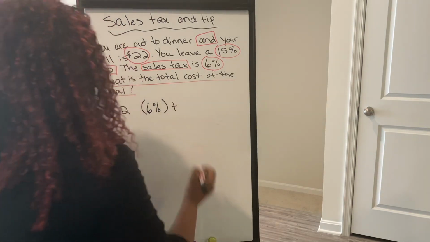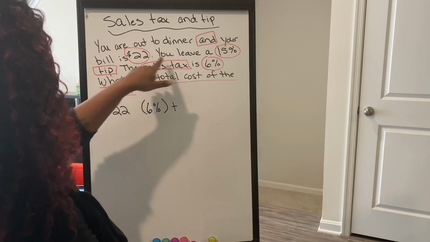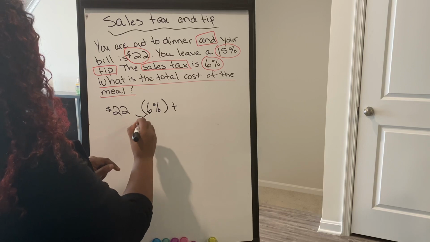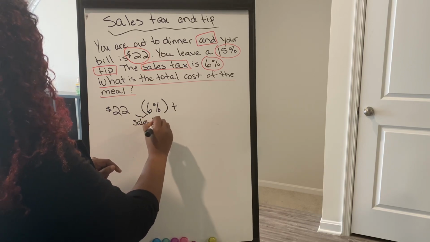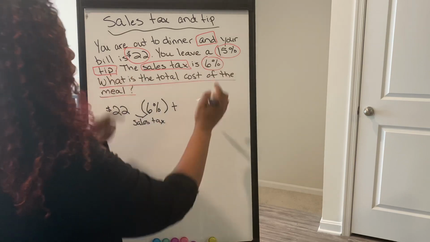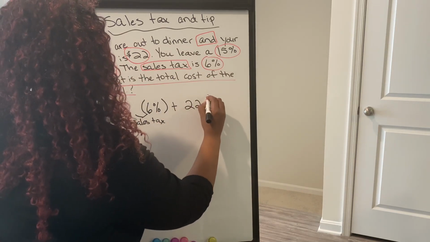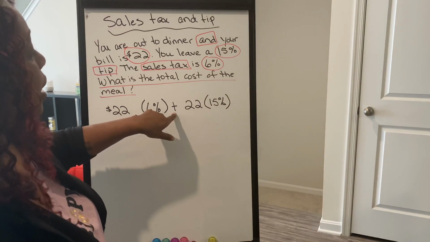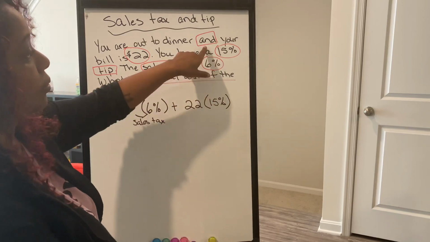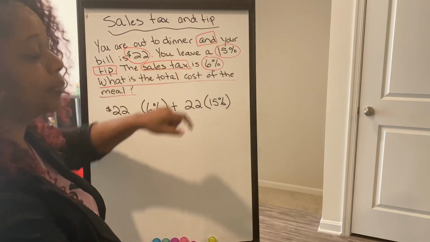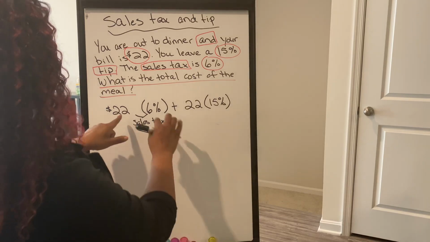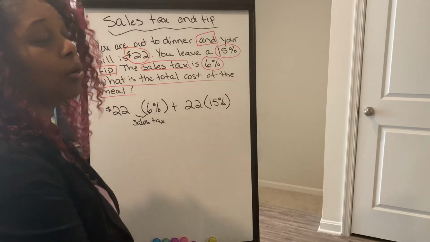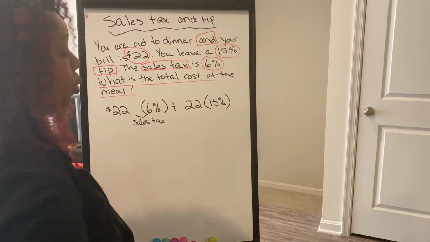And then I'm also going to need to know what my tip is going to be. So right here is my sales tax, and then right here and here, that's my tip. Now where did I get that plus sign from? Remember the word and? We're adding. So I'm multiplying this times this, and multiplying this times this, and adding it together to find out what the total cost of my meal was.